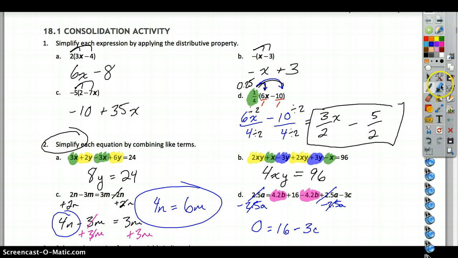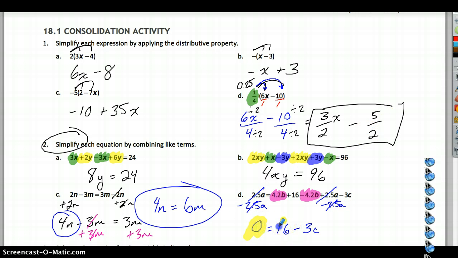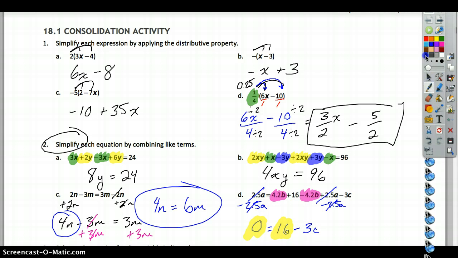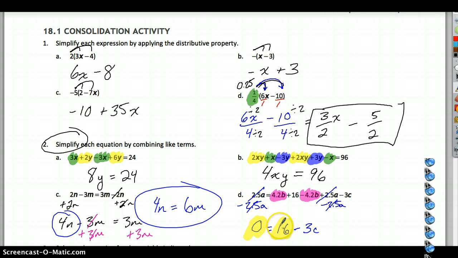So you could stop here, but if you wanted to take it to the next level, we could also combine 0 and 16 because they are like terms in the sense that they don't have a variable. Problem is they're on opposite sides of the equal sign, so I have to do something about that. I can't just combine them. I have to eliminate one, and I'll eliminate the 16. So I'll minus 16, and I'll also minus 16 from the other side.